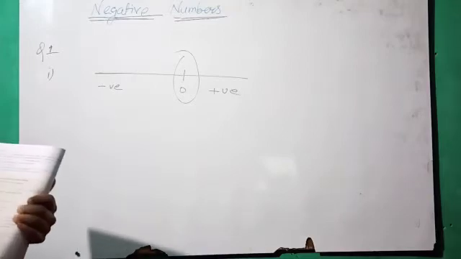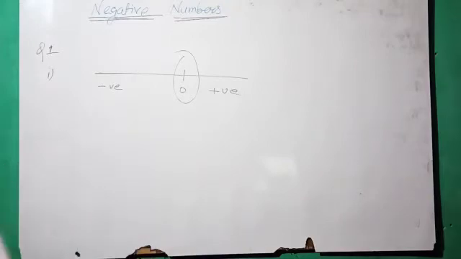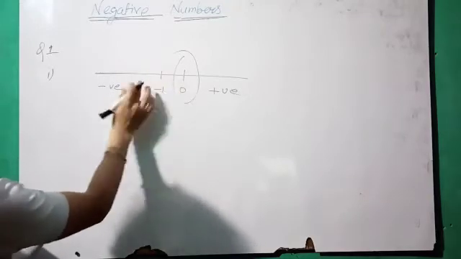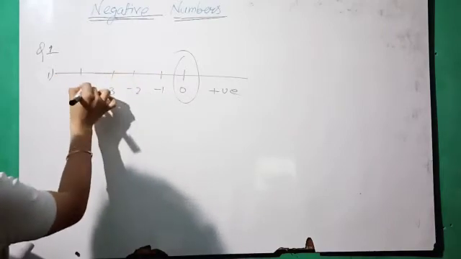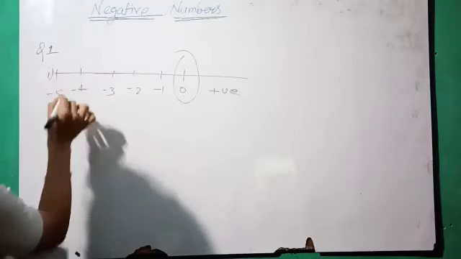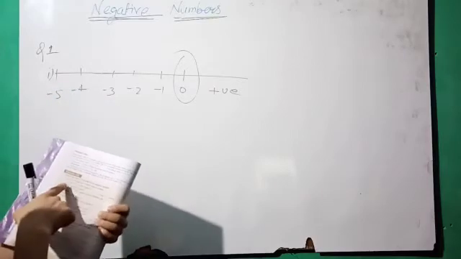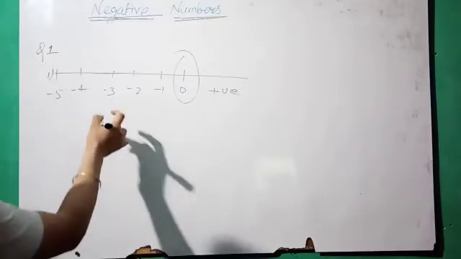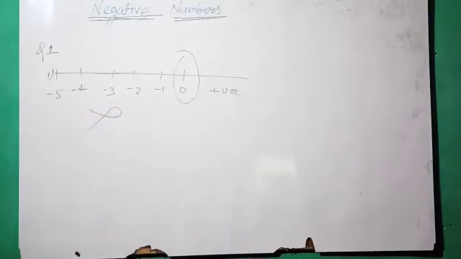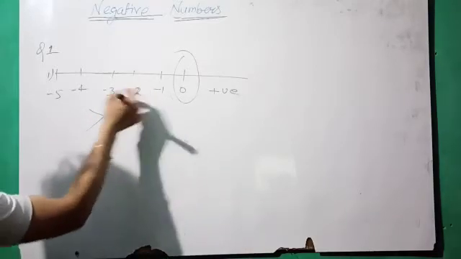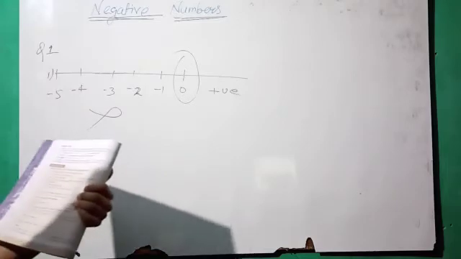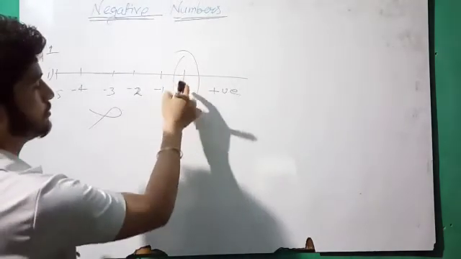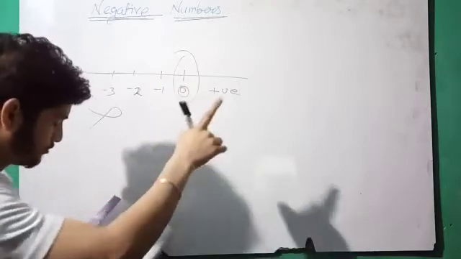Second part, -2 is to the left of -5. 0, -1, then -2, -3, -4, and -5. The question is, -2 is to the left of -5. So this is a false statement, because -2 lies to the right of -5. Third, all the whole numbers are integers. 0 is a whole number, but this is not an integer, so false statement.